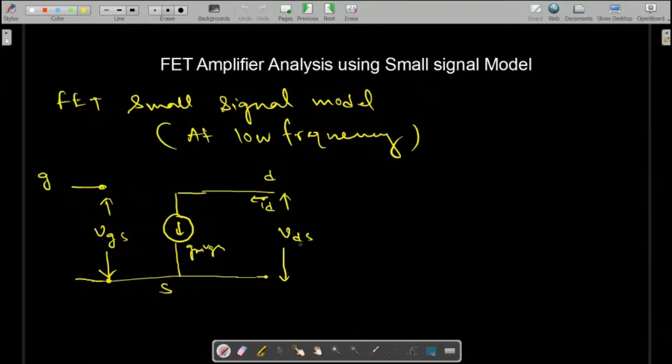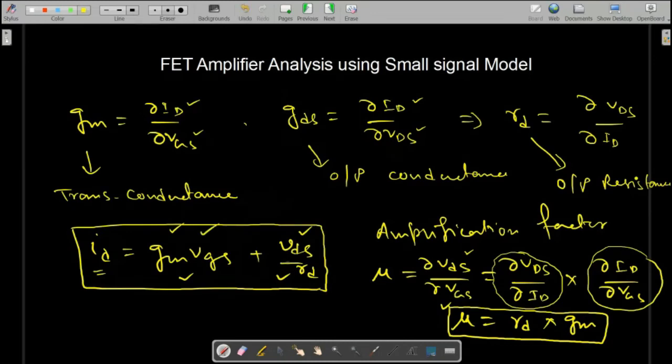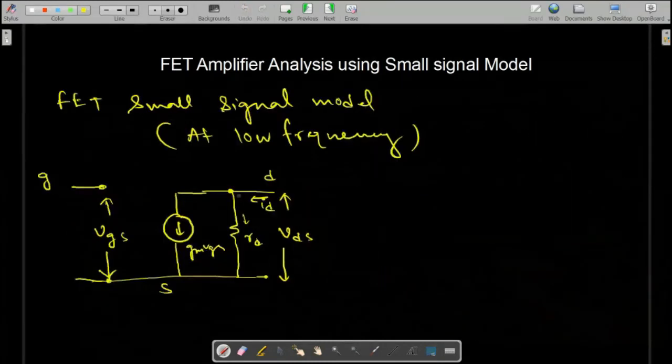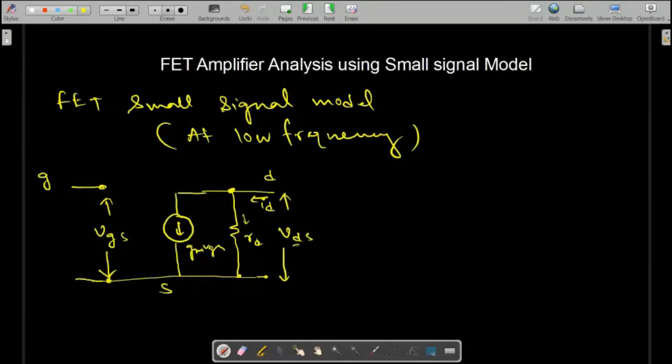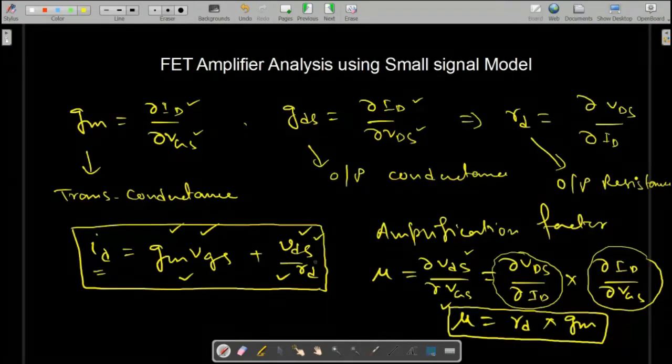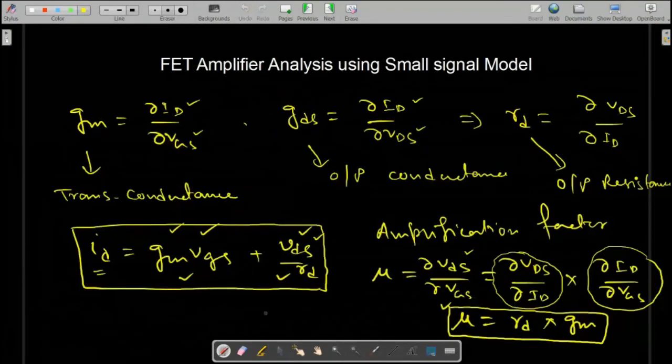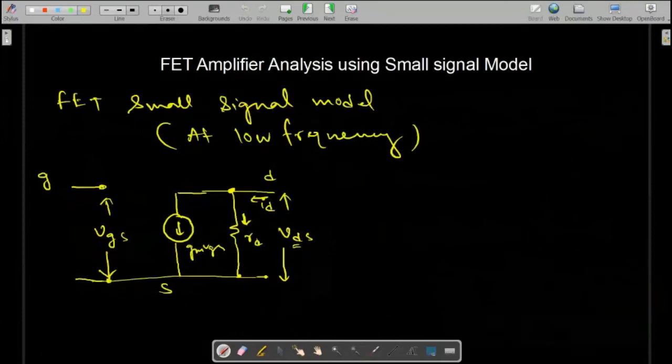Now check, we have VDS here, the output side voltage. If I draw one resistance here, RD, what will be the current flowing through this resistance? Total ID is divided into two parts. The first part is GM VGS, which we have already satisfied. The second part should be VDS by RD. Consider the resistance of value RD, and the voltage across this resistance is VDS. Since this circuit satisfies this equation, it is the low frequency small signal model.